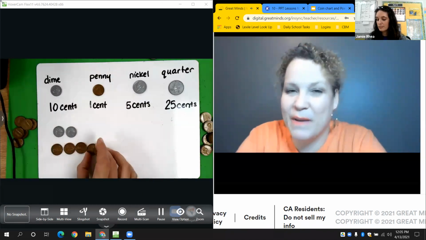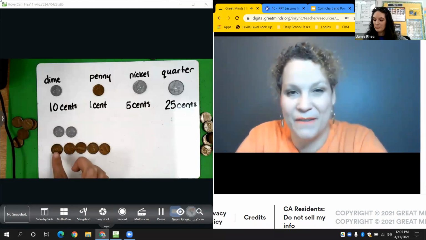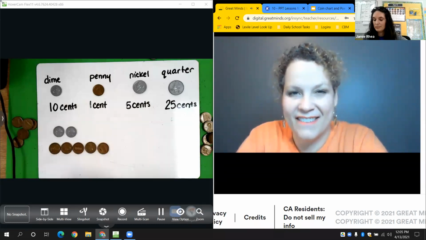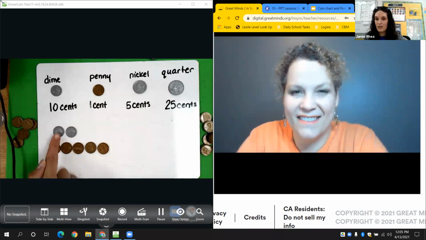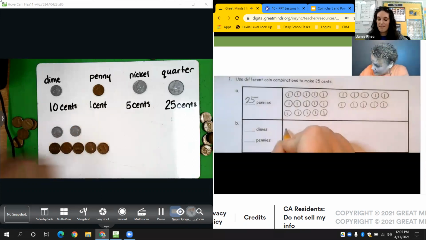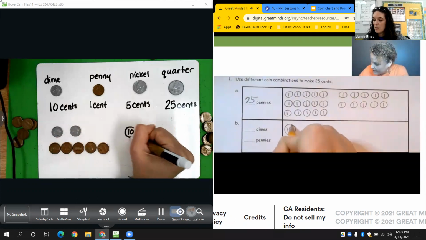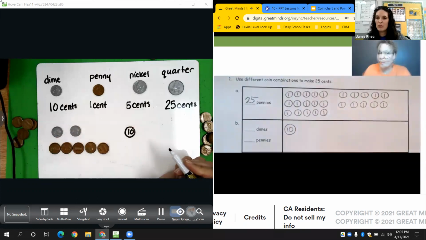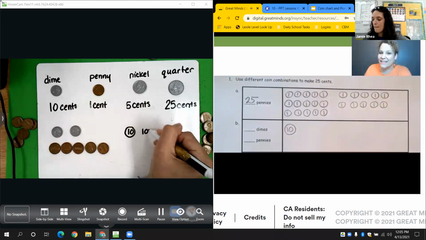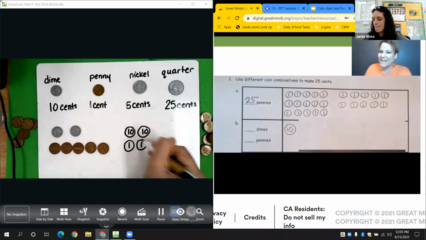Go ahead and change pennies for dimes. Put 1 dime where 10 pennies used to be. 1 dime. Here's my other dime. To draw 1 dime, we write the number 10 and put a circle around it. Make it kind of small so you have room. Record the way that you used dimes and pennies to make 25 cents. And I'll do the same.